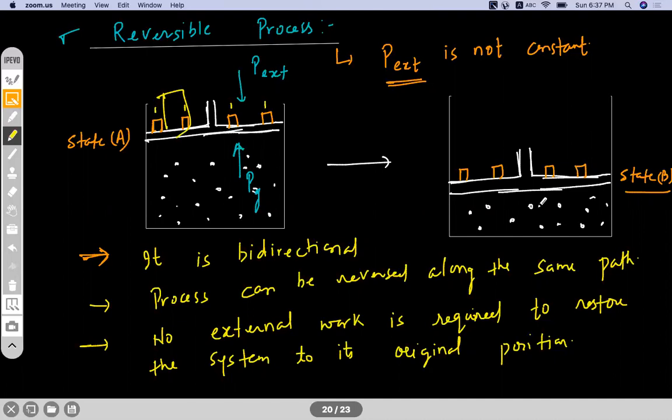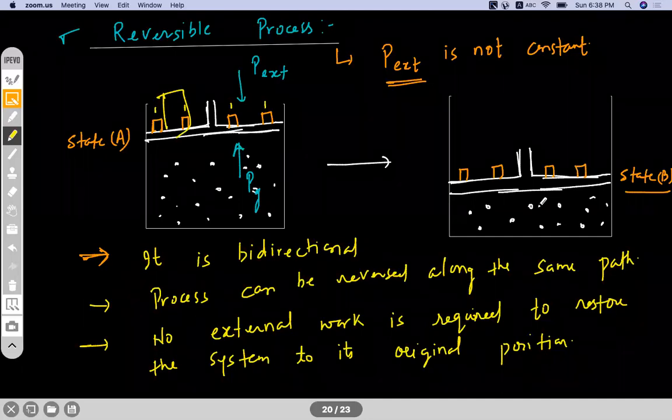No, isobaric is a constant pressure process. Whether it is happening too fast or too slow, that's a different thing. Irreversible is different from isobaric. The only thing common in irreversible and isobaric is constant external pressure. Isobaric can be extremely fast or slow, but irreversible is always a fast process.